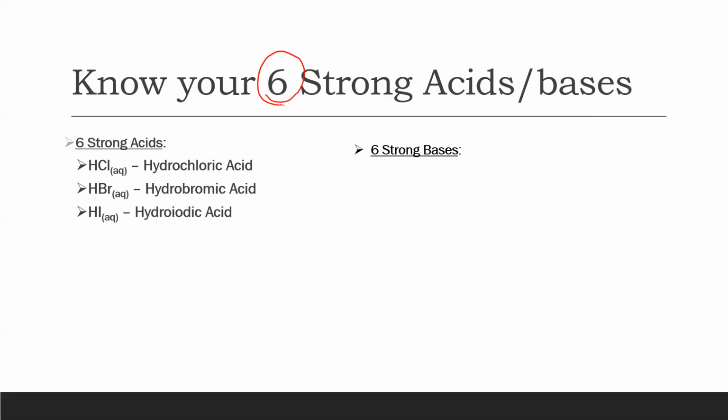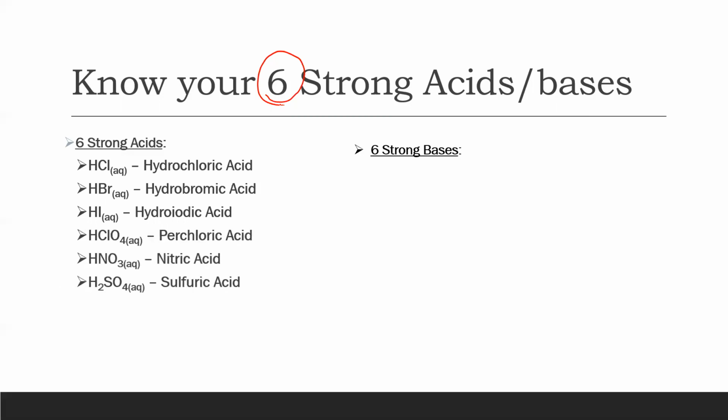So what are my 6 strong acids? 3 of them are really easy. They're the binary acids: hydrochloric acid, hydrobromic acid, and hydroiodic acid. The other 3 are oxyacids: perchloric acid, nitric acid, and sulfuric acid. So any other acid would not be a strong acid, would therefore not dissociate. All of these dissociate 100%. Any other acid won't do that, and as a result, it will be a weak acid. Weak acids would result in being a weak electrolyte.